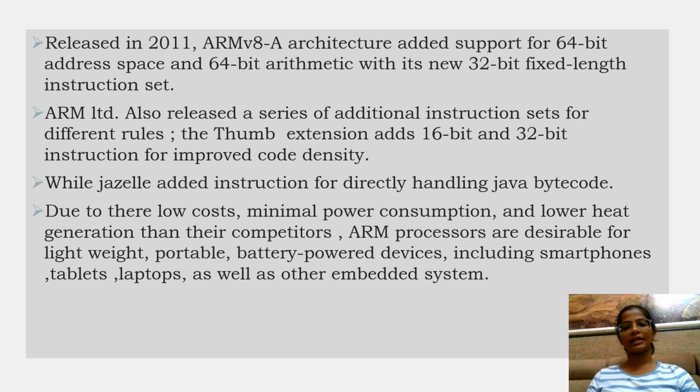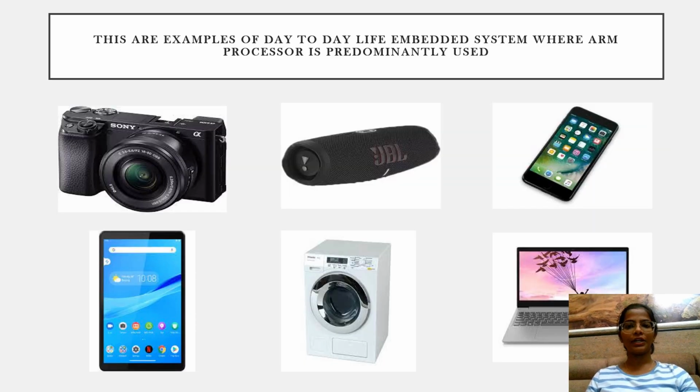The Thumb extensions add 16-bit and 32-bit instructions for improved code density, while Jazelle added instructions for directly handling Java bytecode. Due to their low cost, minimal power consumption and lower heat generation than their competitors, ARM processors are desirable for lightweight, portable, battery-powered devices including smartphones, tablets and laptops, as well as embedded systems. These are some examples of day-to-day life embedded systems where ARM processors are predominantly used. For example, we have cameras, JBL speakers, mobile phones, tablets, washing machines and laptops.